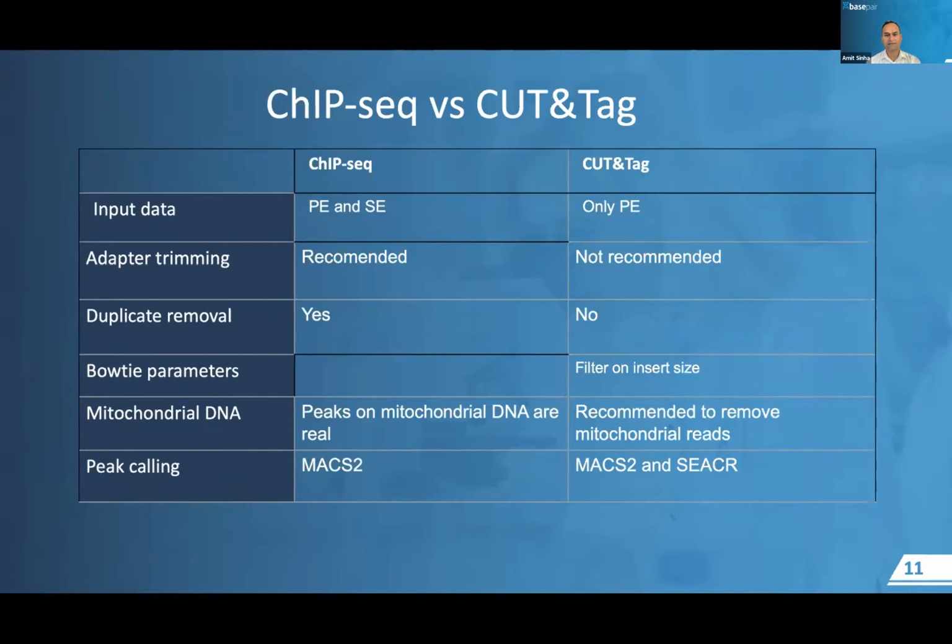Another difference we have seen is that in CUT&Tag, there could be an overrepresentation of mitochondrial reads. So we recommend a special filtering step to remove the mitochondrial reads from the data set. Otherwise, these mitochondrial reads could be 20–30% of the reads and really minimize the signal coming from the remaining 70% of the real data. So it makes sense to have a filtering step where you remove these mitochondrial reads and then only do peak calling with the remaining data sets.